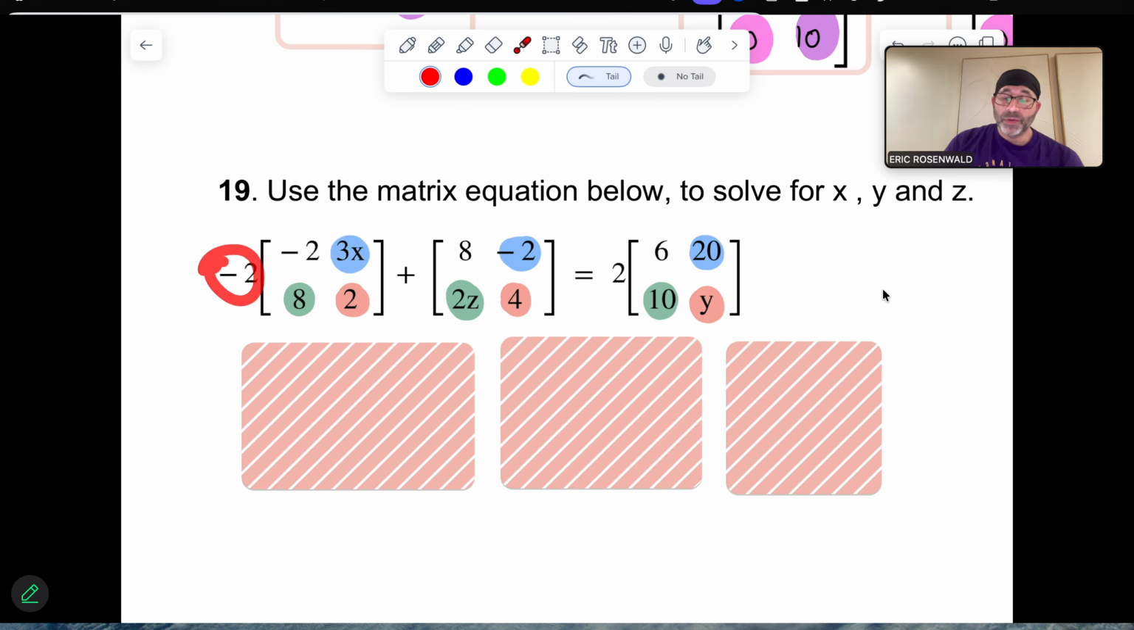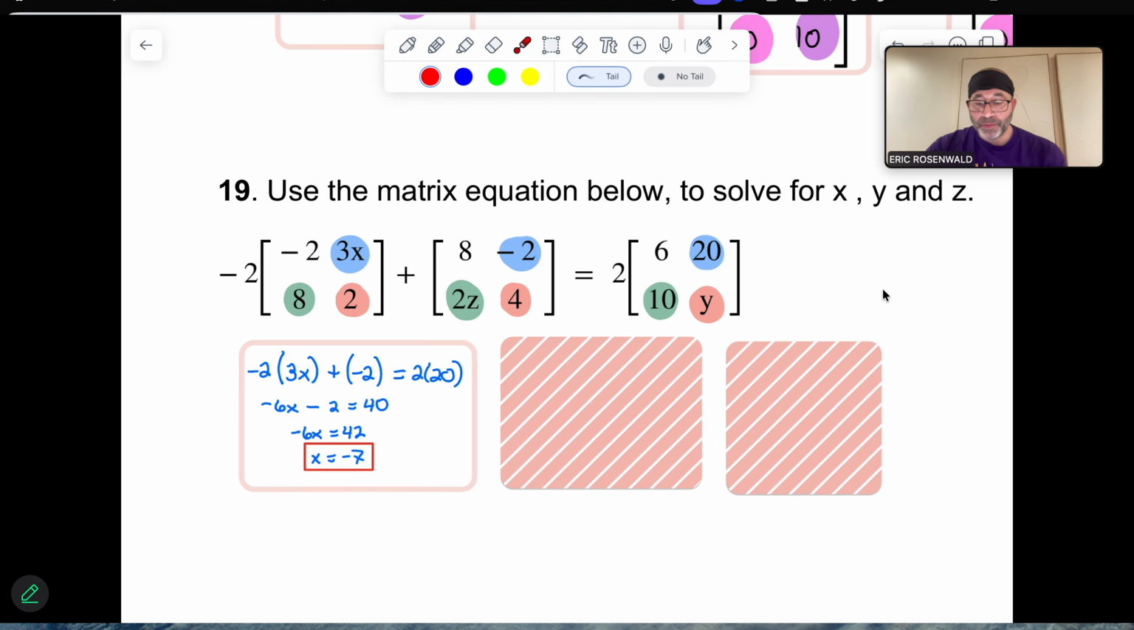So we have a negative 2 multiplied by 3x, then we're going to add a negative 2, and that's going to equal 2 times 20. Right? We're using all the stuff that's in the positions and in front of it. So that's going to be our first equation that we're going to have. The negative 2, the 3x, the negative 2, and then 2 times 20. Set up the equation and solve. We get that x is equal to negative 7.